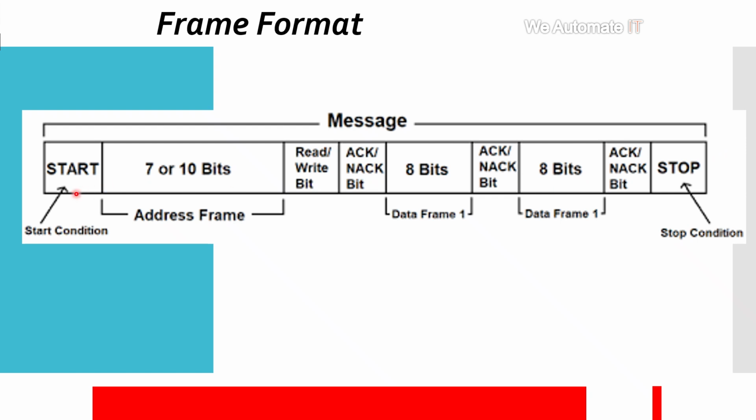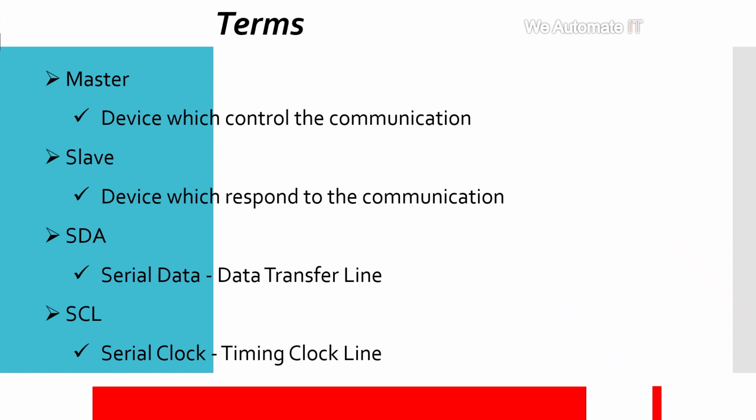So let me explain once again. The start condition is given in the start frame, then a 7-bit or 10-bit address frame is chosen. If it is 7-bit then it connects 127 devices, and if it is 10-bit it connects 1023 devices. Then the read and write bit is given. Then the message passes through the acknowledgement bit, where it is given to the first 8-bit data frame, and next it is acknowledged, and again it is given to another data frame where another 8 bits are given.